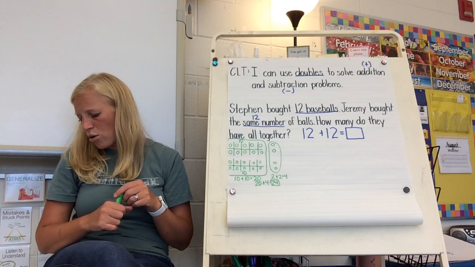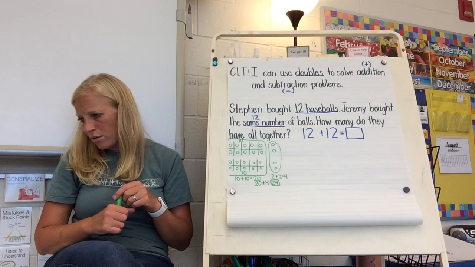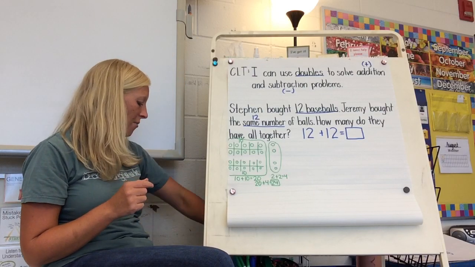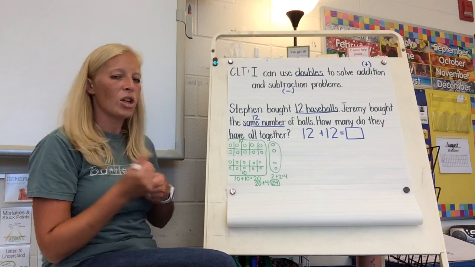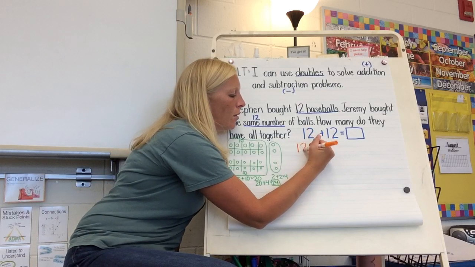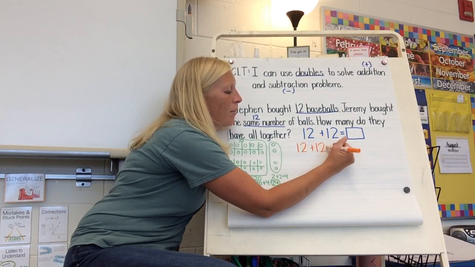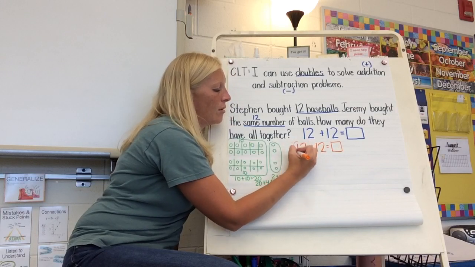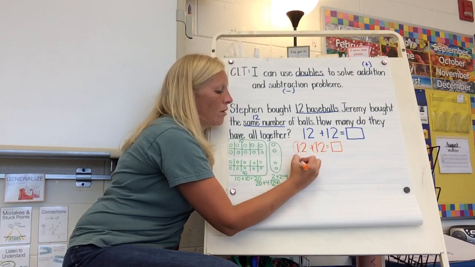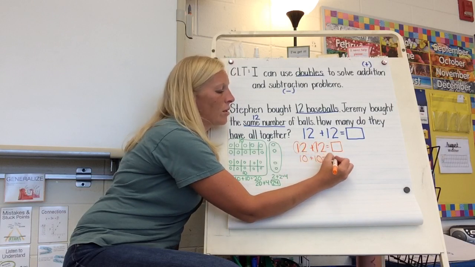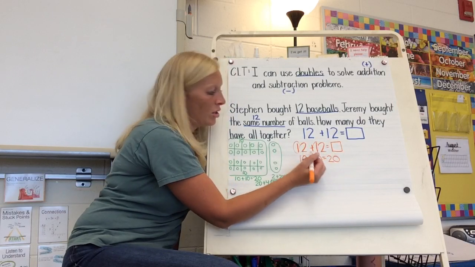How did you solve yours? Okay, you did the same thing though. You broke it up. What did it look like when you broke it up though? Okay, so you wrote it out. Okay. You just wrote with equations. Okay. And then what did you need to do?